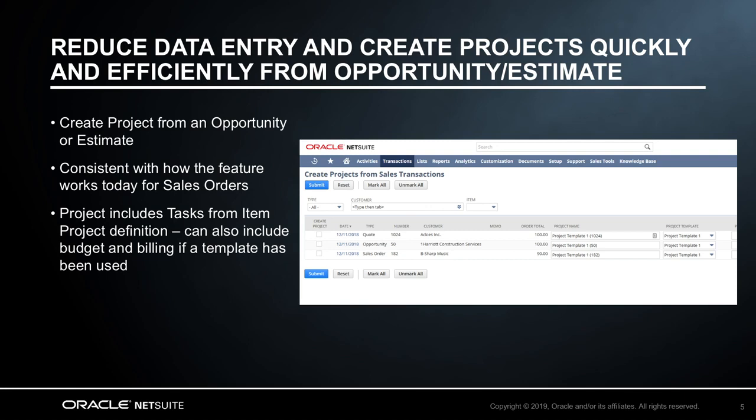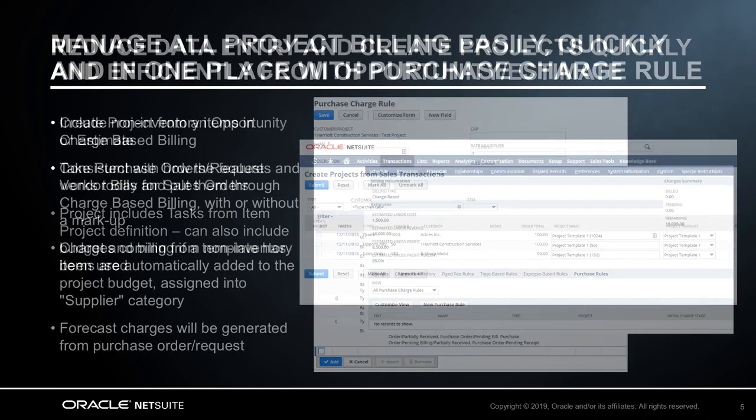In the 19.1 release, we're leveraging the integrated suite to create a new project with the items and task structure or via a template, directly from the opportunity or estimate. This will work in a way that's familiar to our current customers, an existing process that creates projects from sales orders. This feature will reduce the need to re-enter data as the data flows seamlessly between the two areas, saving time and cost, improving ease of use, and creating greater efficiencies for our customers.